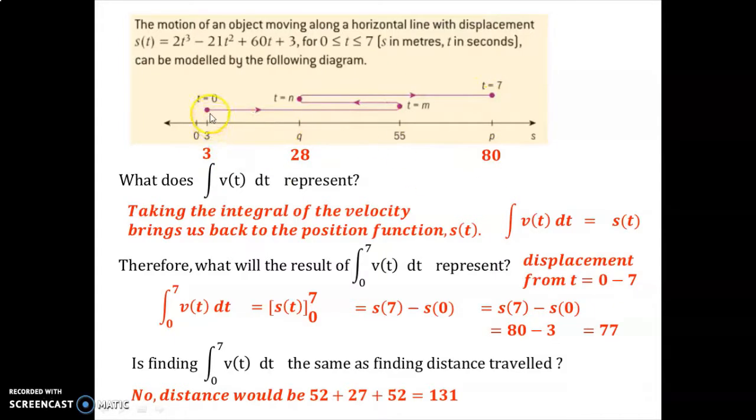That's the displacement. But the distance would be like this, back again, and back again. So the distance traveled would be 52, because from 3 to 55 we go 52 meters. And then for some reason they turned around, but anyway, turn around and go back 27 meters to get to 28. And then from there go forward 52 more meters to get to the end here. So our total distance would be the addition of those three numbers, which is 131 meters. So that's the distance. This is the displacement. Make sure you know the difference.